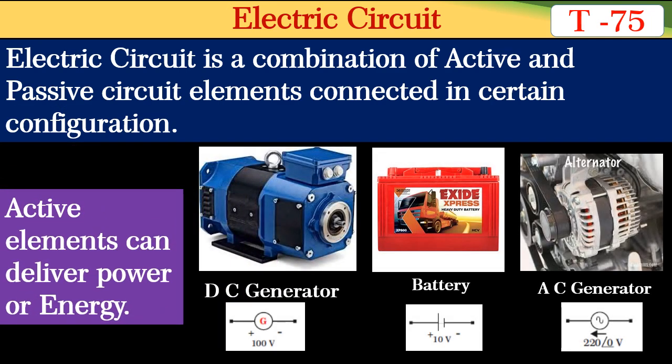Friends, here are some examples of the active circuit elements. The first one is the DC generator, and its symbolic representation is shown here. The next one is the battery, and its symbolic representation is shown here. The third one is the AC generator, and its symbolic representation is shown here.